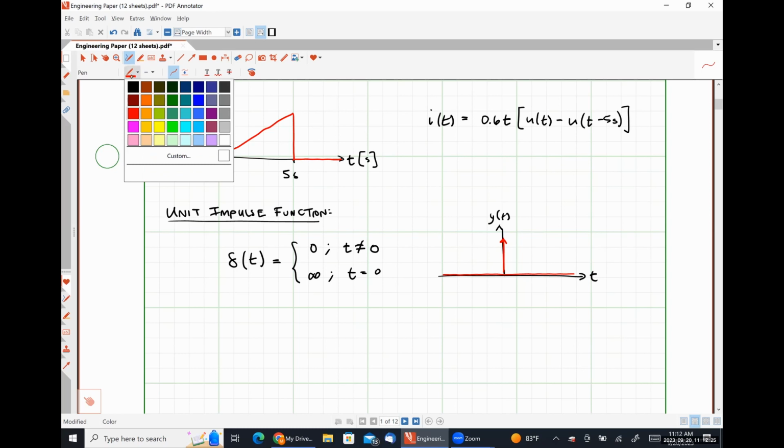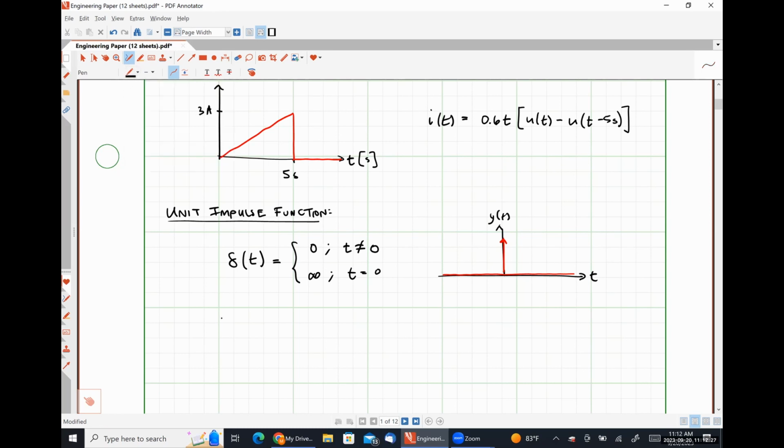Okay. So du of t by dt is exactly equal to delta t. Now, this unit impulse function is probably more important, at least in my mind, than the unit step function. It has some pretty interesting properties.